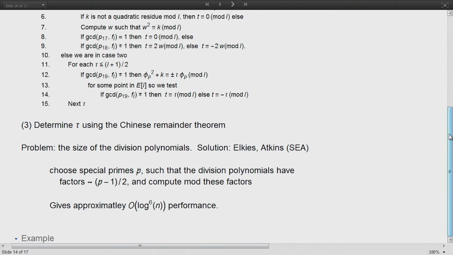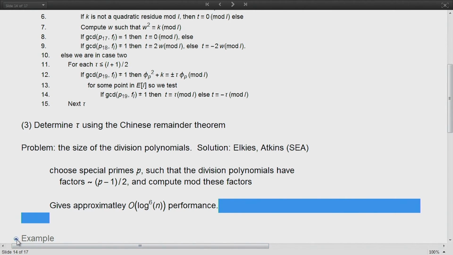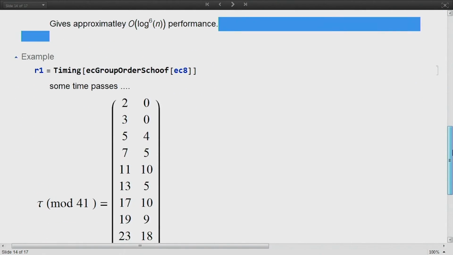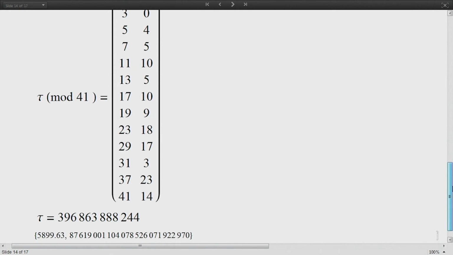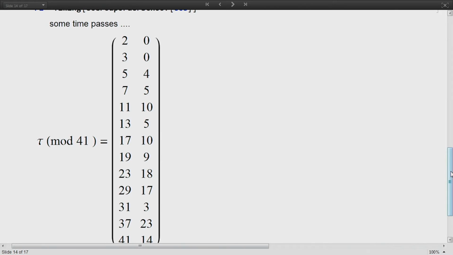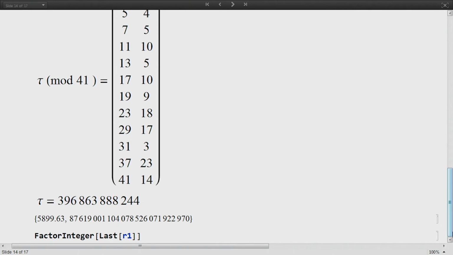Okay, and just a quick example of running Schoof's algorithm. Here's some time passes on a curve. We get all of these modular relationships for the missing element. And we use the Chinese remainder theorem to put them back together. And we get the group size as q or p plus 1, plus or minus that guy, plus in this case. And this ran in 5,899 seconds, about 2 hours.